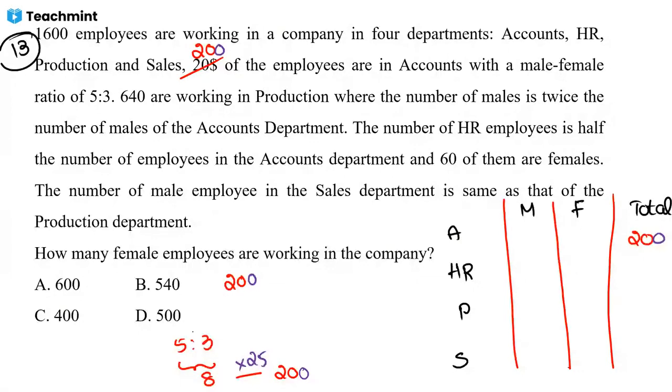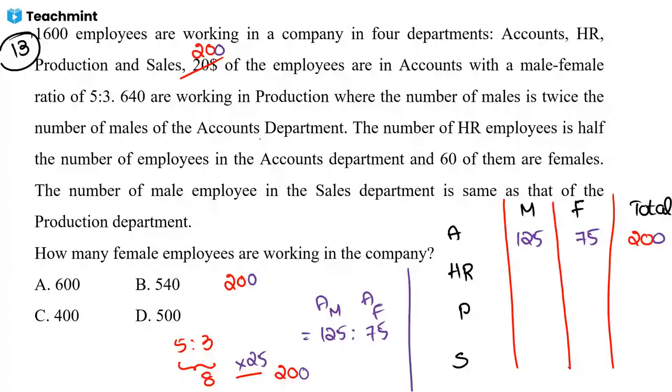So the students who are coming out of the test, once completed, are writing the questions on paper and giving them. While writing and reading the data, it becomes a bit complicated, and these things come up. So 5 into 25, 3 into 25. So it's 125 and 75. You have to multiply by 25. So in accounts, male 125, female 75.